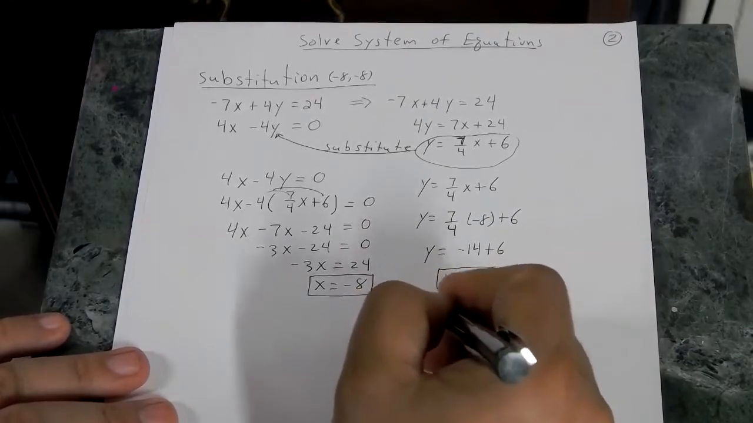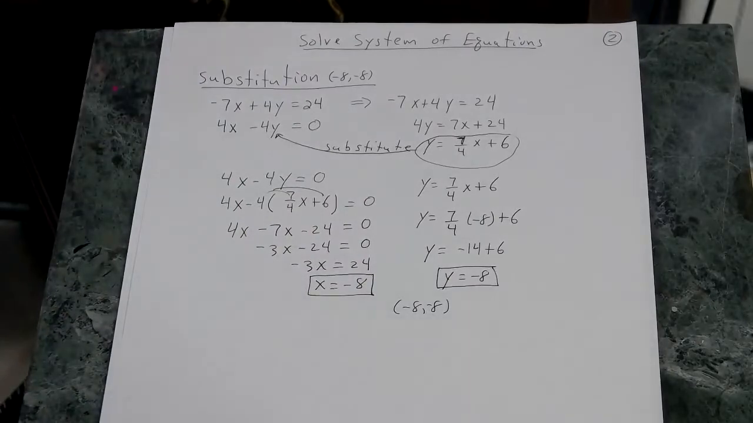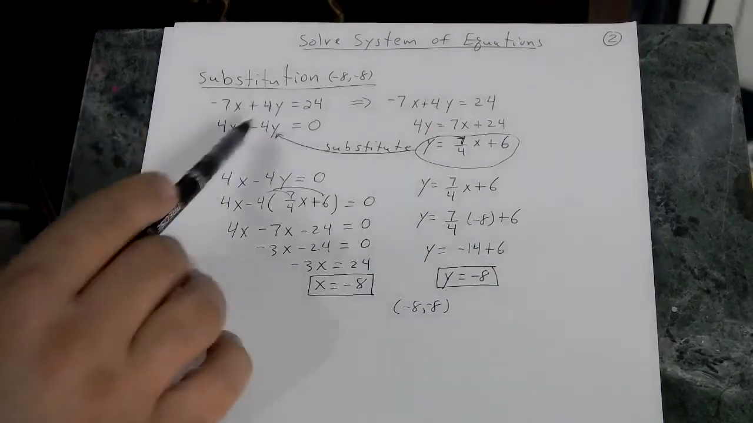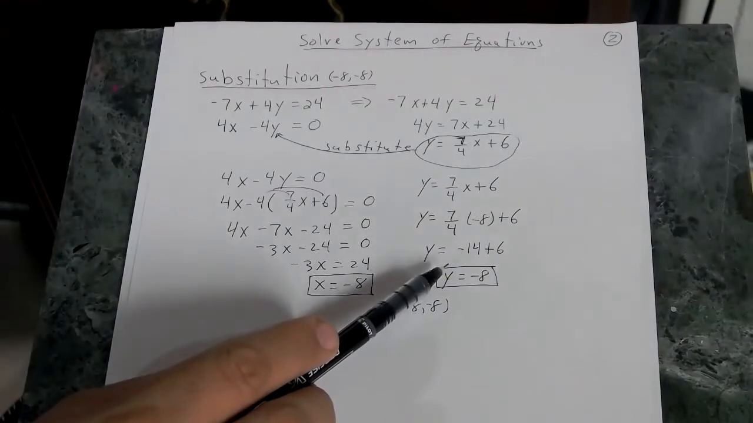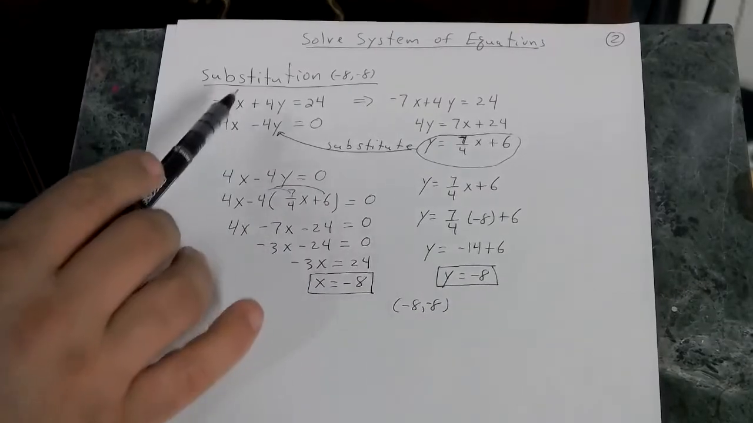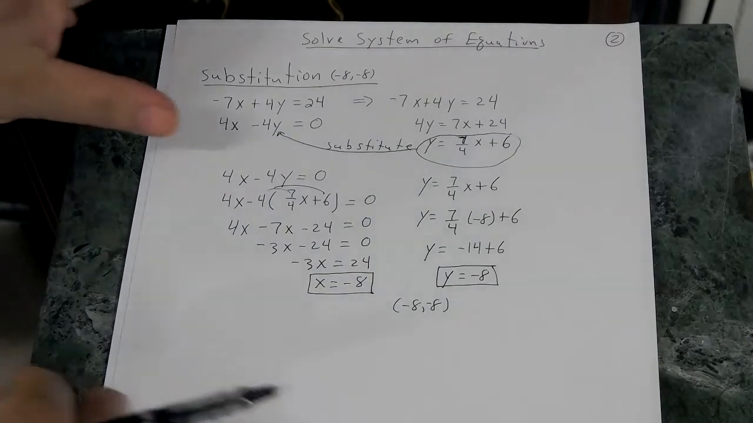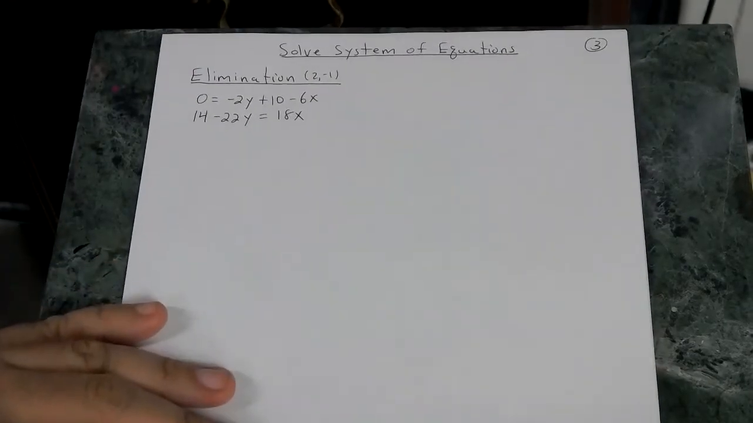Hence, my solution is negative 8, negative 8. X is negative 8, y is negative 8. And that was the answer given. Again, what that means is that for these two systems of equations right here, in order for these to be equal at the same time, x has to be negative 8, y has to be negative 8. So if I graph this, then I know for a fact that this line and this line intersect at that point, negative 8, negative 8. So graphing takes some time. Substitution takes some time. There's one more, which is elimination. And this is more algebraic, and it's probably one of the easiest ones to do.